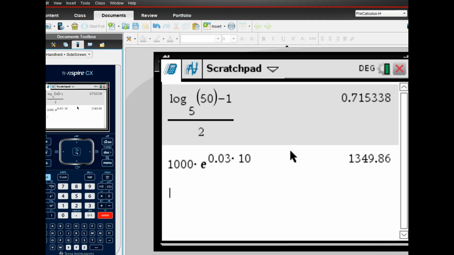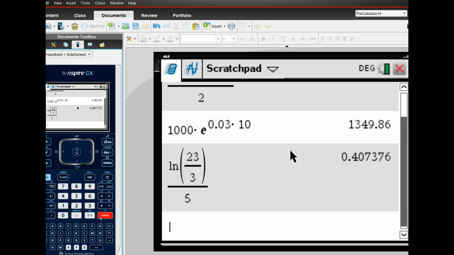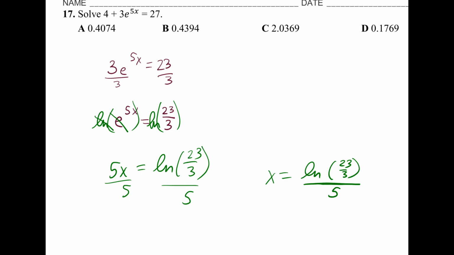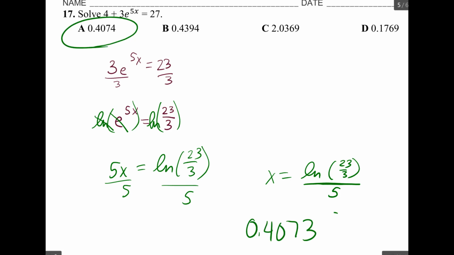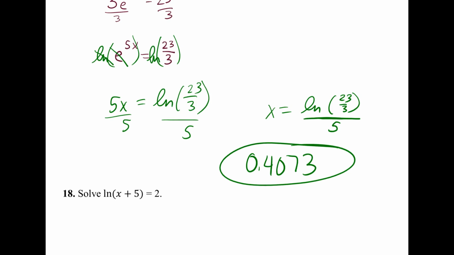So I'm going to show you how to plug this in. If you push Control, then e to the x, you get ln. So I have 23 divided by 3, and then I wanted to divide that whole thing by 5. You get 0.4073. So it's the closest one. Awesome. We've gone through a lot today.